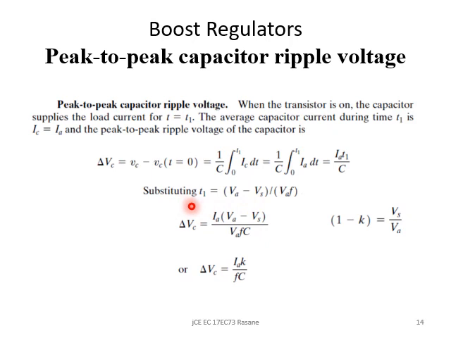Now substitute T1. We know T1 is equal to (Va minus Vs) upon Va F. We just got it in the previous slide. So I substitute the value for T1 and I get the ripple voltage delta Vc, which is equal to Ia into (Va minus Vs) upon Va F into C. If I substitute Vs upon Va as 1 minus K, I can get a simplified expression, that is delta Vc equal to Ia into K upon F into C. But we need not remember this. We can remember this particular equation for any problem solution.